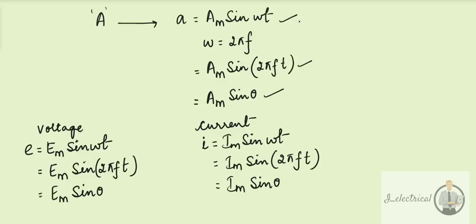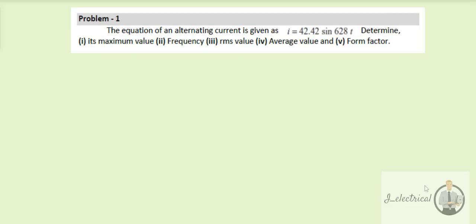Now, moving further, let us solve some problems on instantaneous value equations. So here is the basic problem or numerical which you can expect from the instantaneous equation. The problem is like this. The equation of an alternating current is given as i is equal to 42.42 sine 628 t. Determine its maximum value, frequency, RMS value, average value, and form factor.